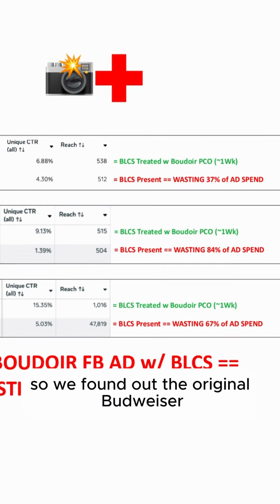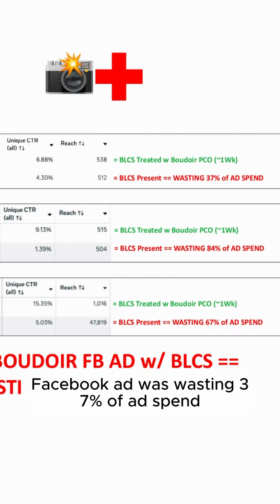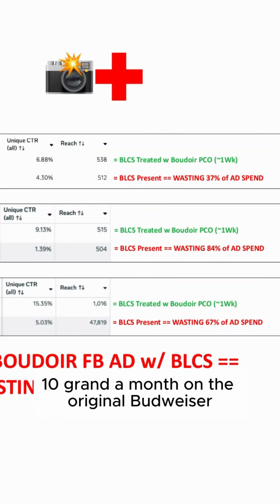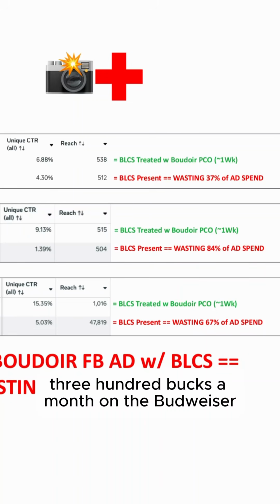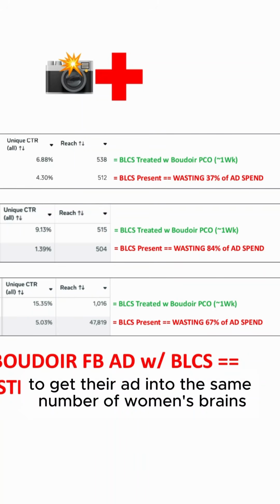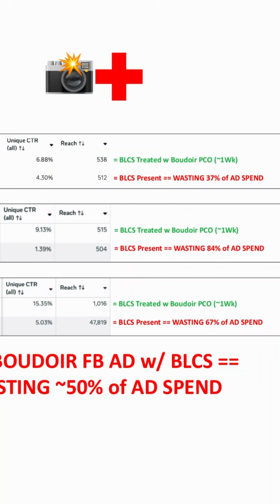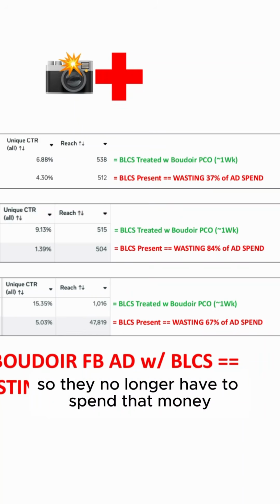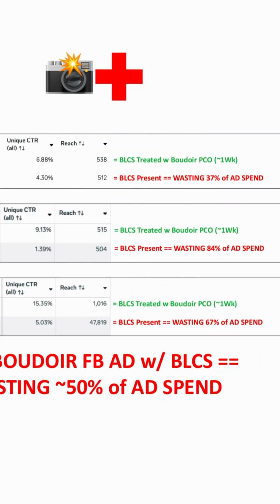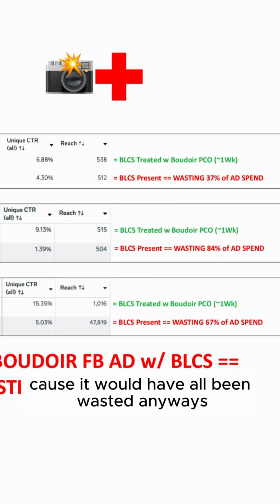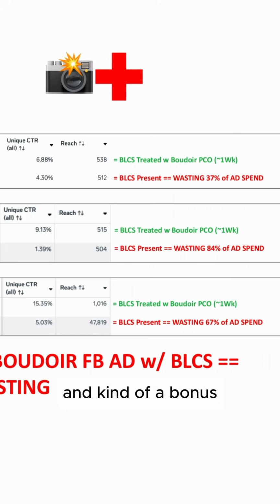So we found out the original Boudoir Facebook ad was wasting 37% of ad spend, which means that they're spending 10 grand a month on the original Boudoir Facebook ad. Now they only need to spend 6,300 bucks a month on the Boudoir Pico treated ad to get their ad into the same number of women's brains. And so they no longer have to spend that money, and they actually can pocket it kind of as like a bonus, Boudoir Pico bonus. They just don't spend it because it would have all been wasted anyways. And kind of a bonus, $3,700 a month bonus.